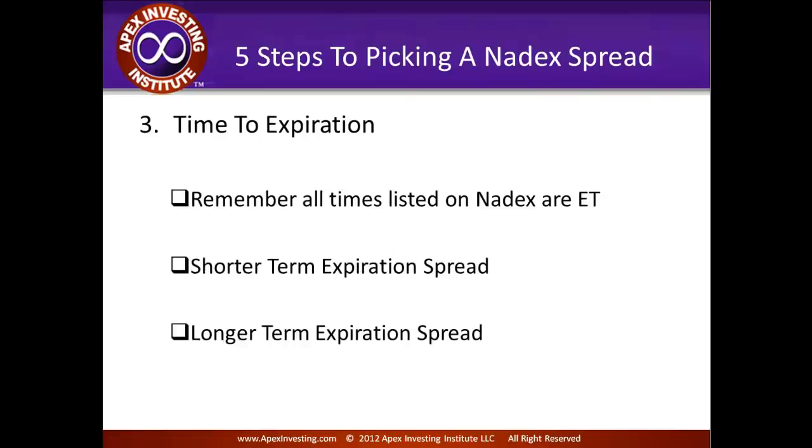After you've chosen the category, Forex, the market, say euro dollar, and a direction, say you want to sell the spread because you think the euro dollar is going to go down, now you need to choose the time to expiration. Remember, all the times listed on Nadex are Eastern time, and you want to make sure you account for that. So if it says 4 o'clock, but it is 2 o'clock your time, you want to make sure you're aware of that. You have your shorter term expiration spreads, which could be 2 hours long, or your longer term expiration spreads that could go as long as 22 hours and 15 minutes.